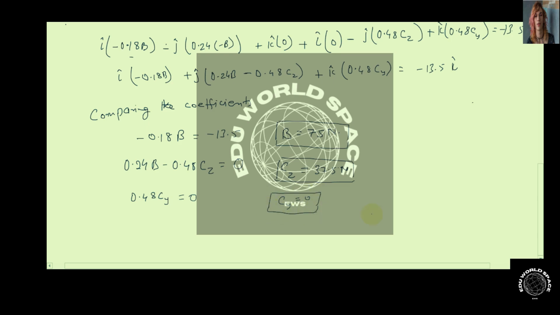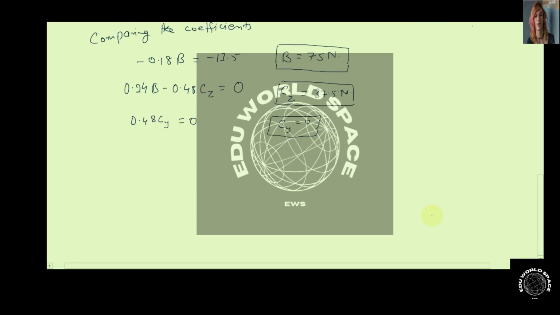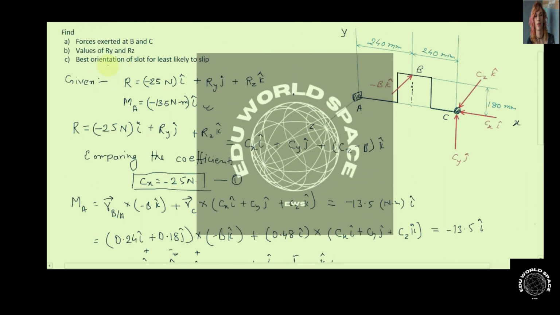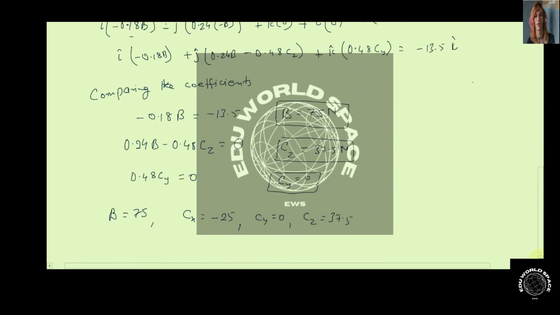So now all the forces at point B and at point C are known, since we got the value of B to be 75, Cx we have already calculated, minus 25, Cy to be 0 and Cz to be 37.5. Now again coming to the very first equation that we have written initially, balancing the resultant forces acting on the system that is given in the problem and comparing them to the actual forces that are acting on the system. So again we are doing the same thing, so we can get the value of Rx, Ry and Rz.